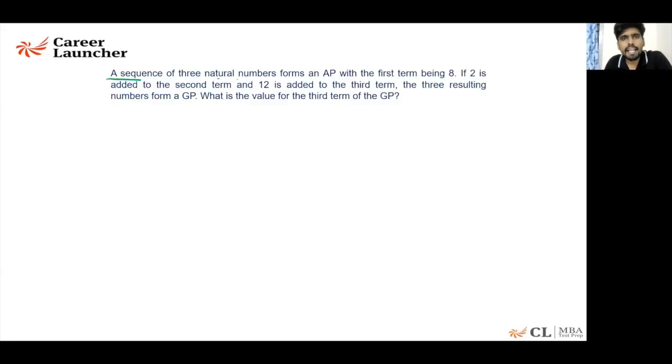A sequence of three natural numbers forms an AP with the first term being 8. If 2 is added to the second term and 12 is added to the third term, the resulting three numbers form a GP. What is the value of the third term of the GP? So let's stick to our basics. What do we know about AP? If the first term is 8, the second term is 8 plus some D, and the third term is 8 plus some 2D, right?